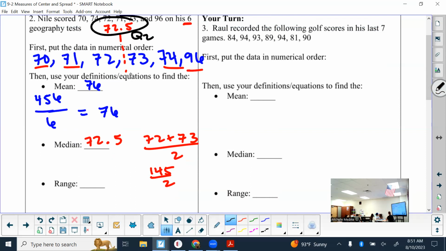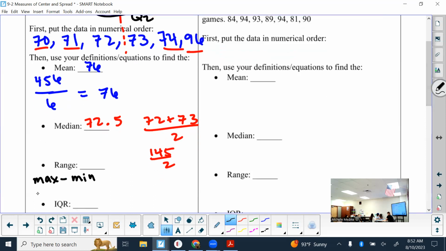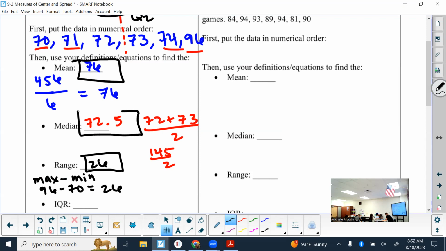All right, now my range, how do I find that? Okay, so what's my maximum in this one, class? And my minimum? And when I subtract them, I get, good, I almost said 16, but no, it should be 6. Questions on that? Okay. One more, IQR. How do I calculate that?